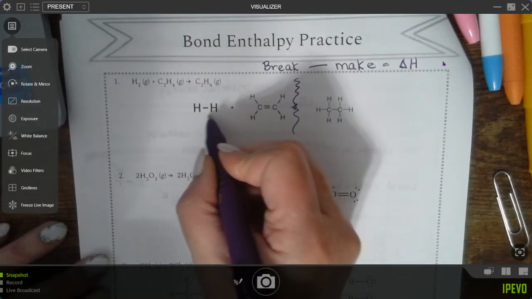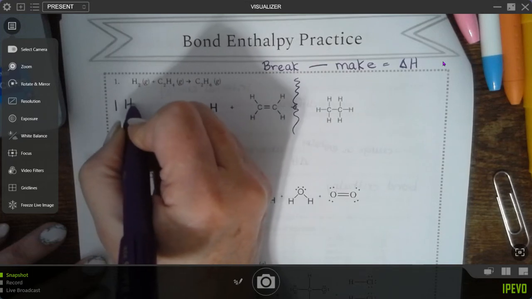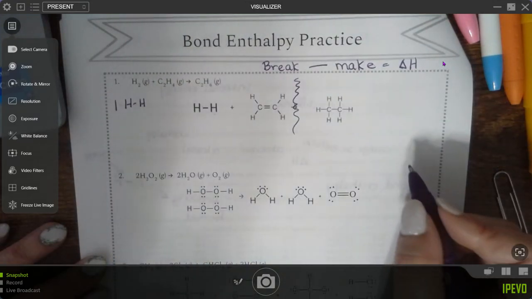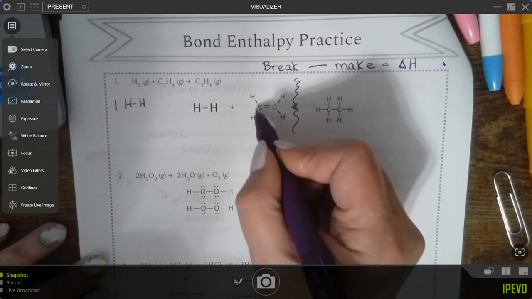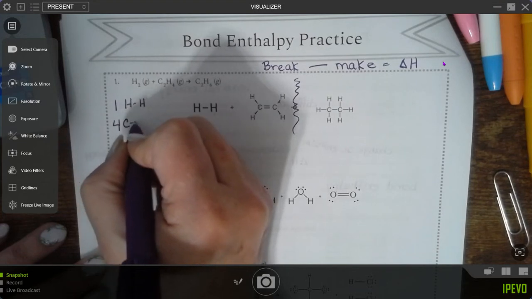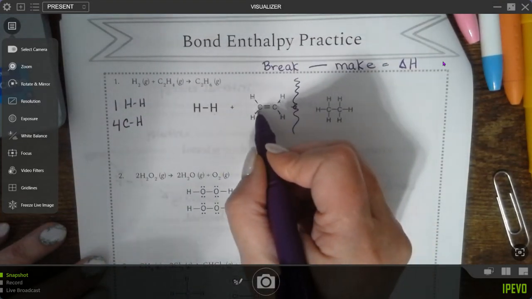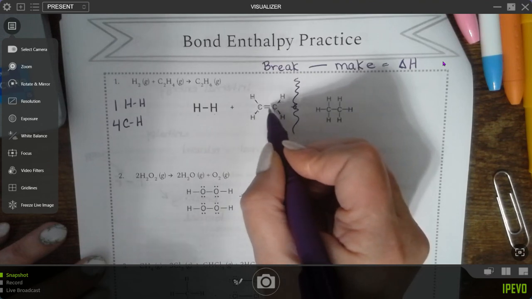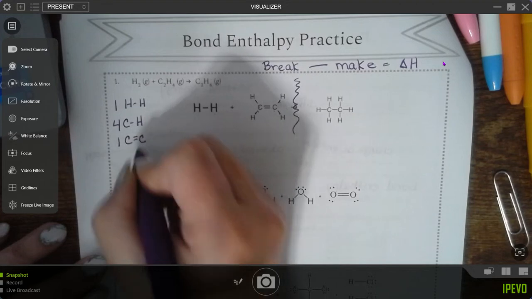On this side, I have one hydrogen-hydrogen bond. I have carbon-hydrogen bonds: 1, 2, 3, 4 carbon-hydrogen bonds. And here's one that sometimes gets forgotten: we have a carbon-carbon double bond that we cannot forget. We've got one carbon-carbon double bond.